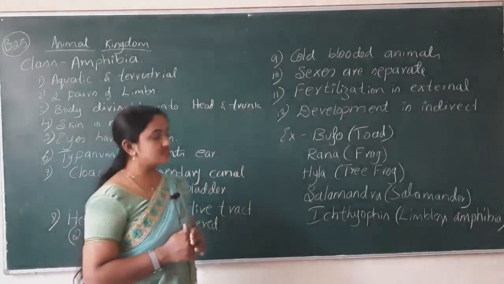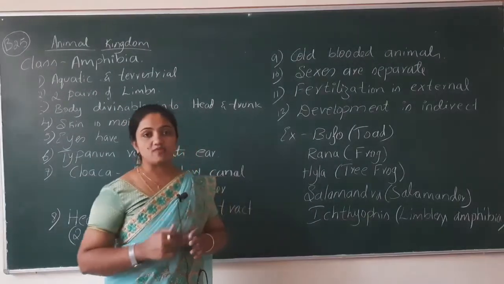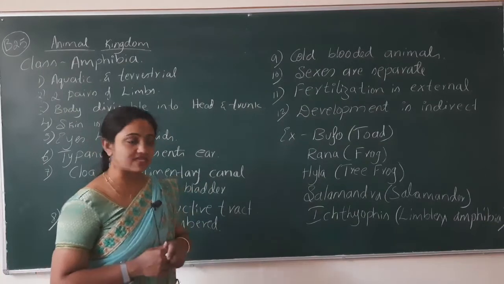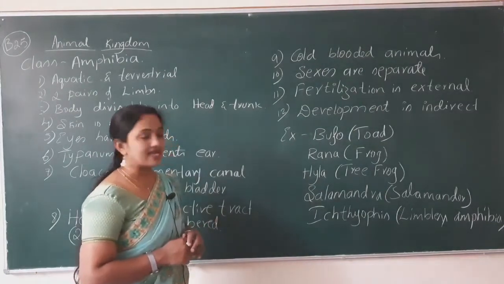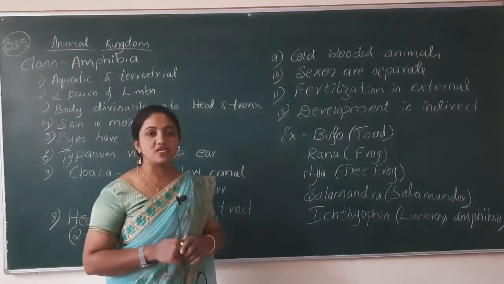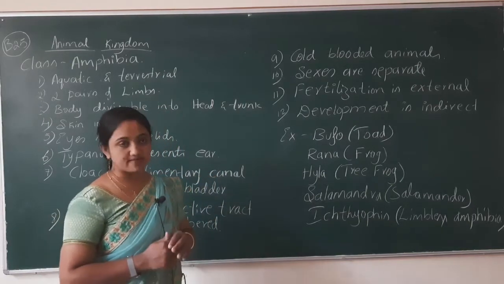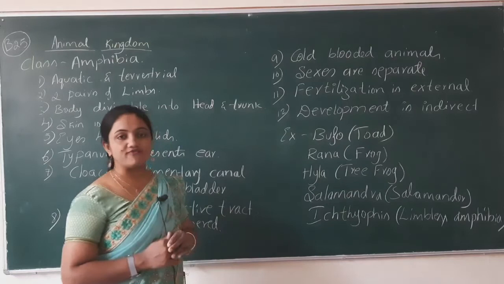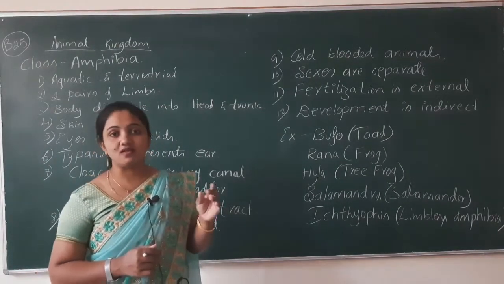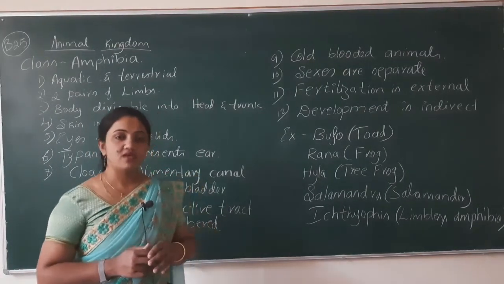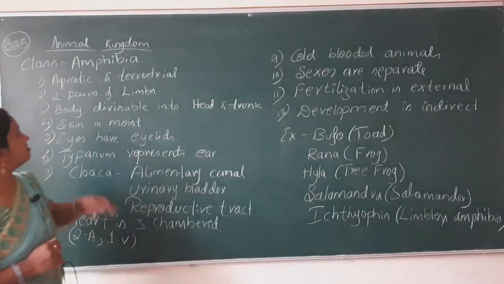The next is Hyla. The common name for Hyla is tree frog. Next is Salamandra. The common name is salamander. The next example is Ichthyophis, which is a limbless amphibian.